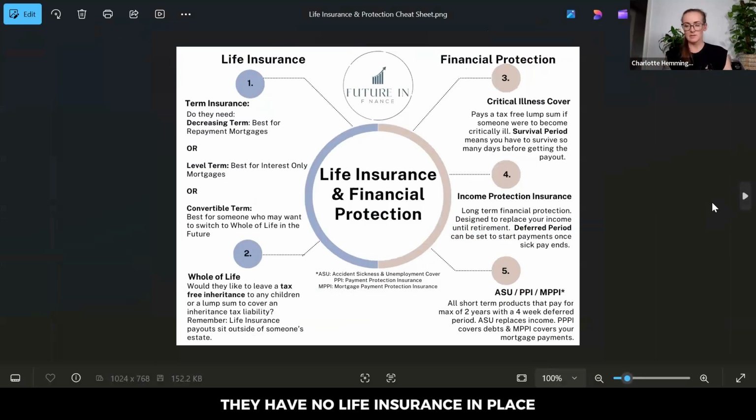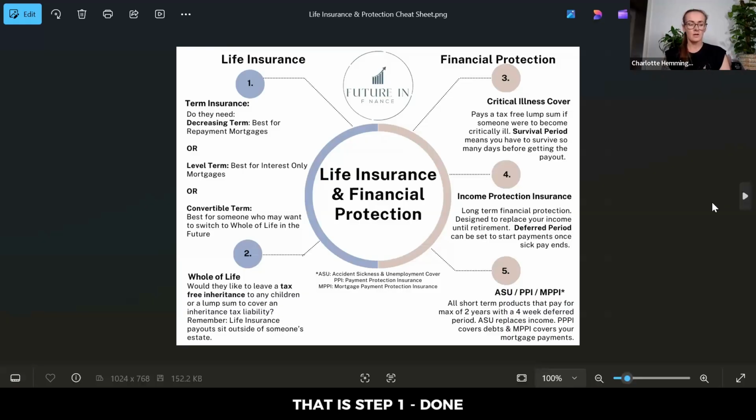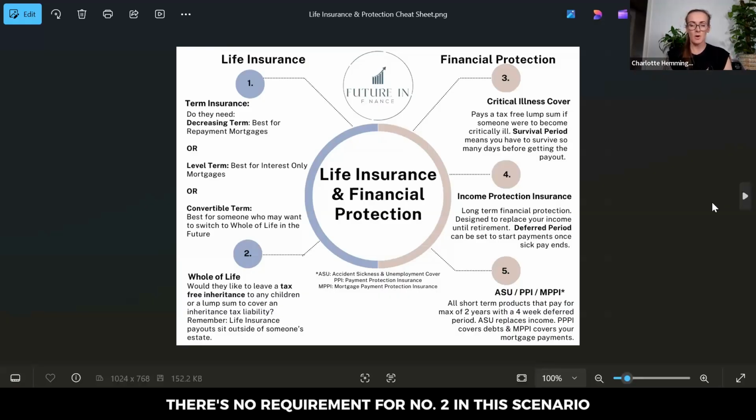So if we look at that information that they've given us and then we look at this, they have no life insurance in place. And we know that they want a capital and repayment mortgage. So step 1 is going to go, okay, they do need to protect their mortgage. They need a term insurance product. We are going to give them decreasing term because they've got a capital and repayment mortgage. That is step 1 done. They didn't mention anything about leaving an inheritance for their kids, though, or covering their inheritance tax liabilities. So actually, there's no requirement for number 2 in this scenario.